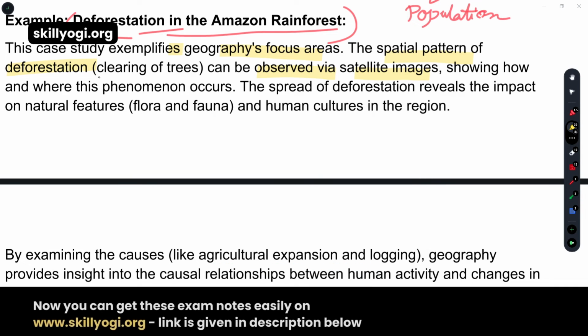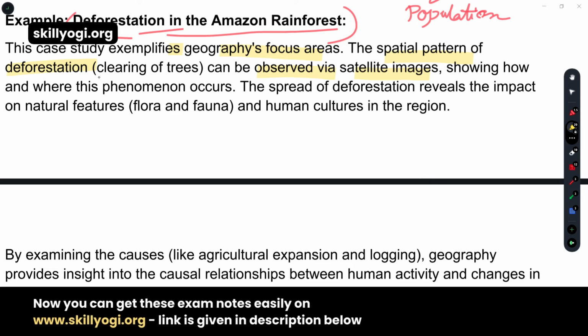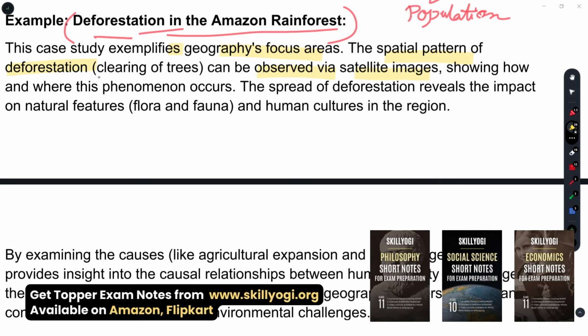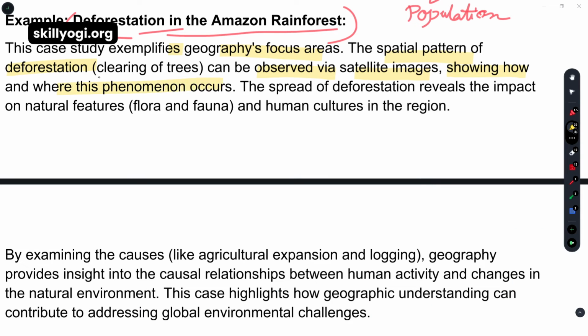Satellite images, what does it mean? What's the definition of this? In the interior places where you can't be physically present, there you can send the satellite for capturing the images so that you can know the information from where you can't go. Okay, so that is called satellite images, showing how and where the phenomenon occurs. And the spread of deforestation reveals the impact on natural features like flora and fauna.